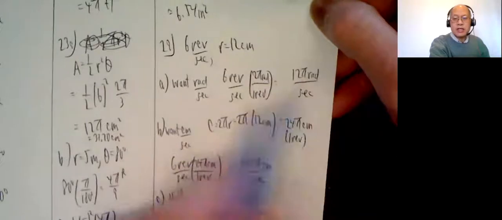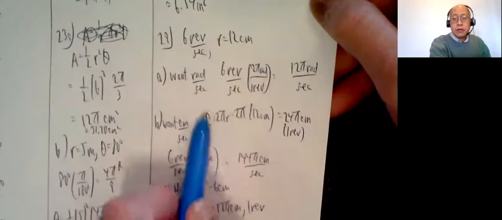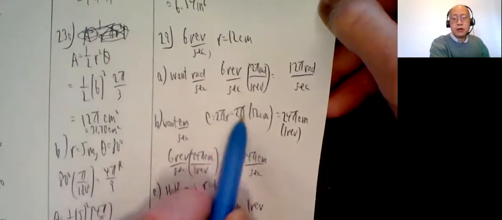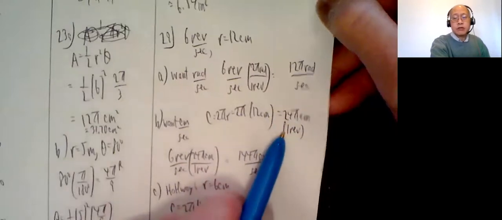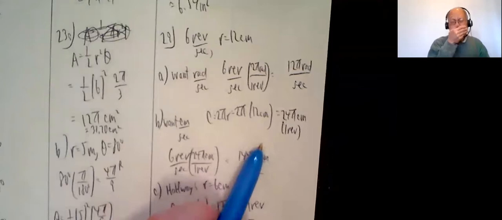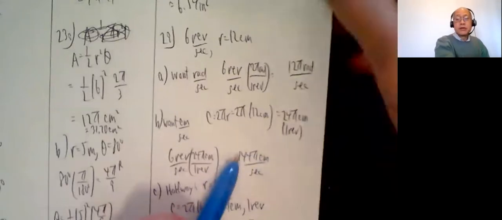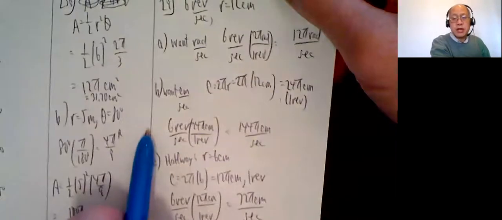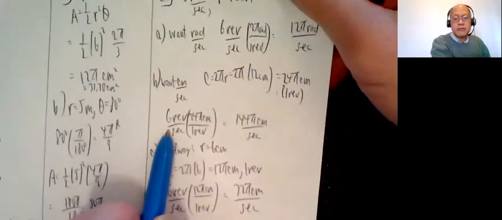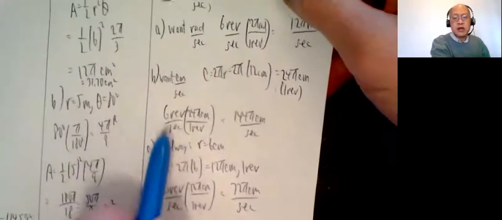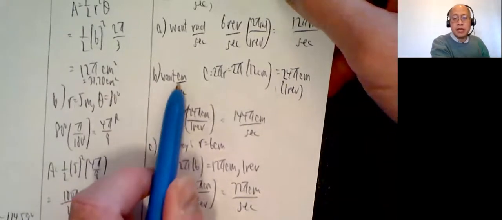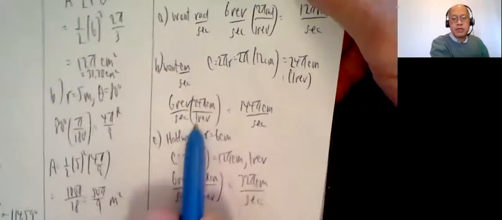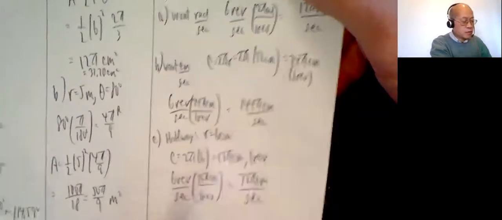Part B asks for centimeters per second. So I have to convert radians to centimeters. Okay, so I have circumference is 2 pi r, 2 pi times 12, 24 pi centimeters is 1 revolution. So what I do now, since I know 24 pi centimeters is 1 revolution, I lay down 6 revolutions per second. I want centimeters per second. So I need to lose the revolutions and get centimeters. And so I put 24 pi centimeters per 1 revolution. Revolutions cancel out, 144 pi centimeters per second.